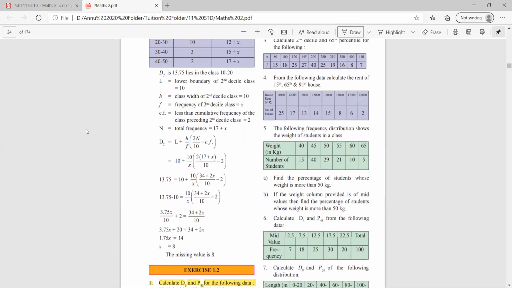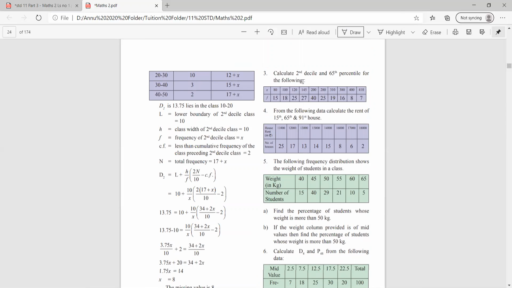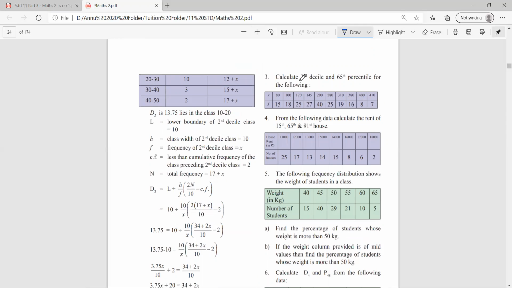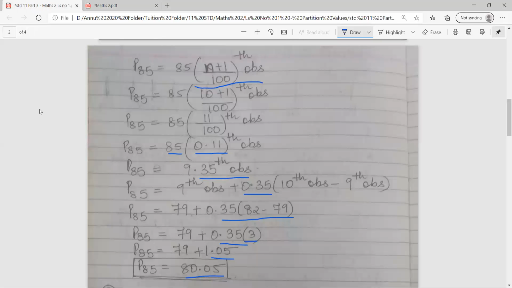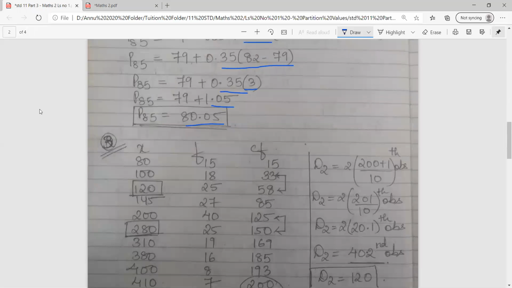So moving forward to the next sum, sum number 3. Calculate second decile and 65th percentile for the following. So now class, this is an example of ungrouped data. And they have told you to calculate second decile. Second decile means D2. And 65th percentile, that means P65. So do you all remember class, what was the pattern I taught you all for ungrouped data? Very good. First we'll make the CF column, that is cumulative frequency. After that, you'll put the same formula as I had explained you all for raw data.